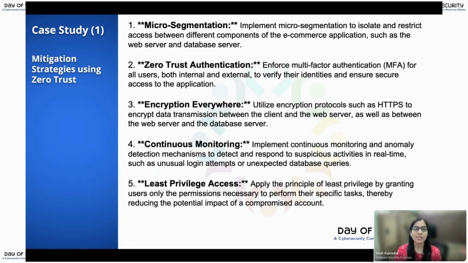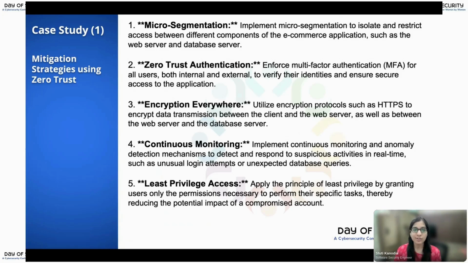Again, zero trust authentication comes into the picture here. Normally, many sites only ask you to provide a username and password. Even if someone is able to get your username and password, we can enforce multi-factor authentication, and that could create an additional security layer and help us secure the application.